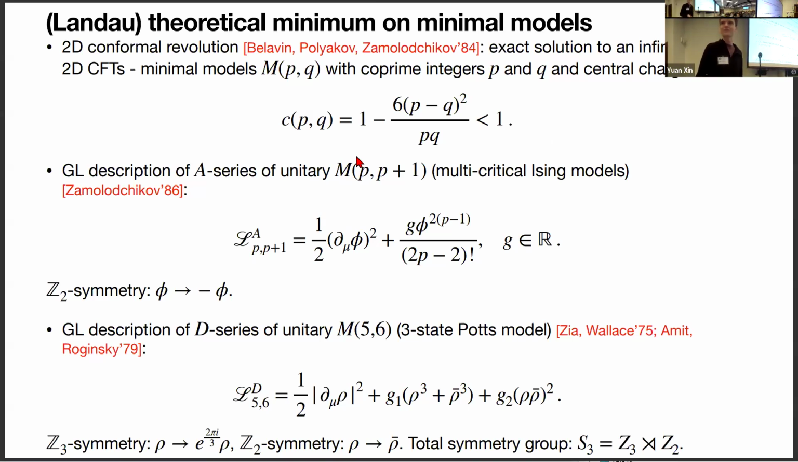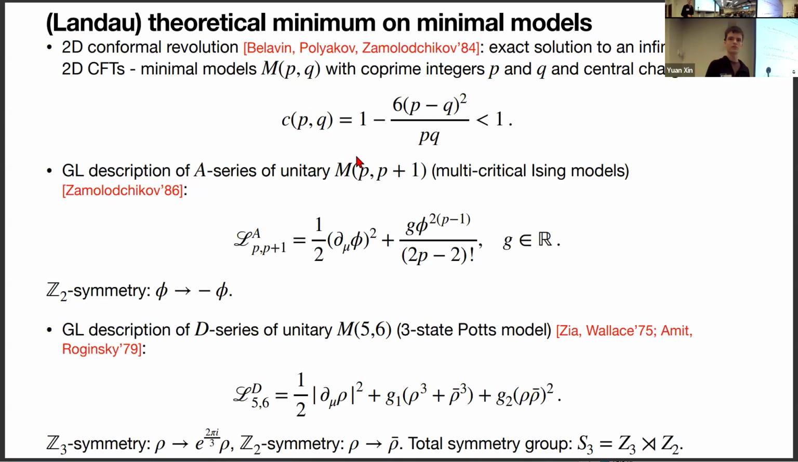Belavin, Polyakov, and Zamolodchikov found an exact solution to an infinite class of 2D CFTs, the minimal models M_{P,Q} with coprime integers P and Q and central charge, which is shown here. As Dima said, 2 years after, Zamolodchikov proposed the Ginzburg-Landau descriptions of the A series of unitary minimal models, which are just multicritical Ising models.